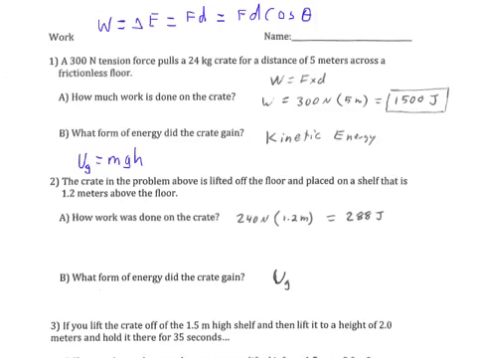So what I have to do here is say, well, this object is a 24 kilogram crate, so how much does that weigh? 24 kilograms times the acceleration of gravity gives me 240 newtons. And those 240 newtons are being lifted 1.2 meters in the air, so I end up with 288 joules worth of energy. And since I'm lifting it against gravity, what form of energy does it take? It's not going faster and faster, it's going higher and higher, and it's getting gravitational potential energy.